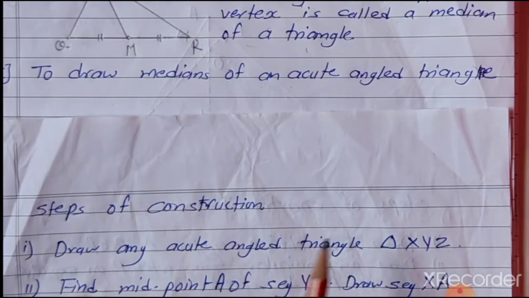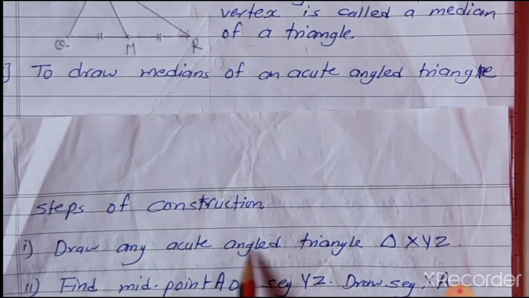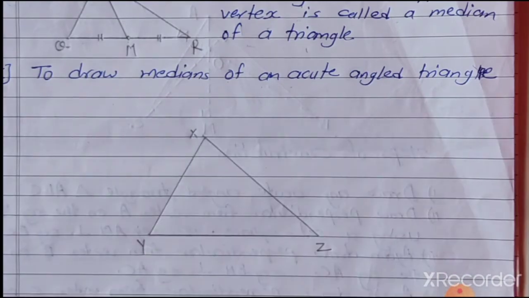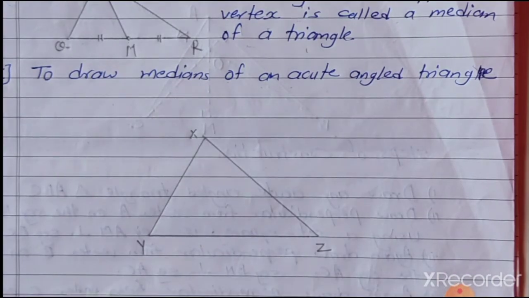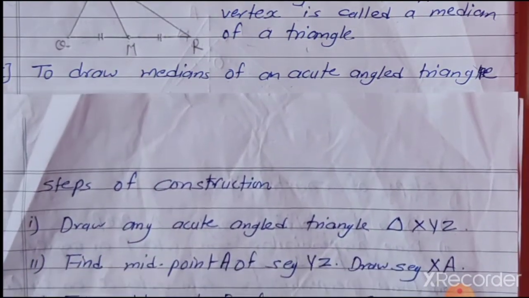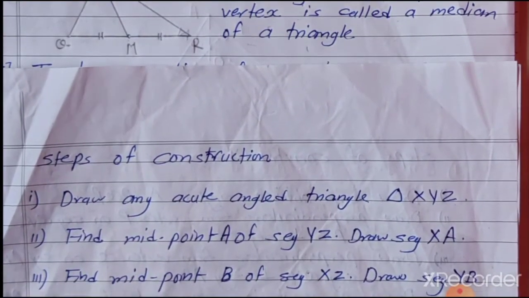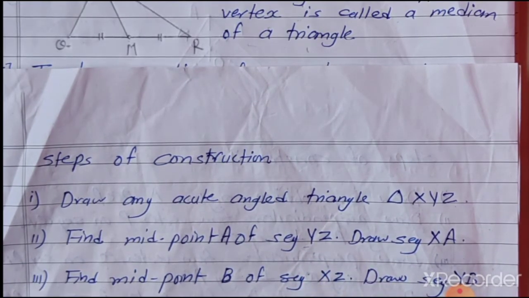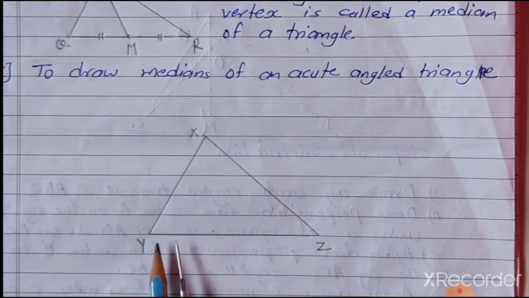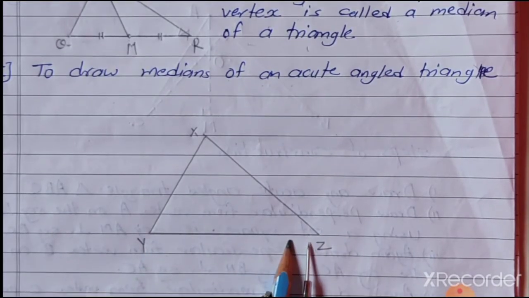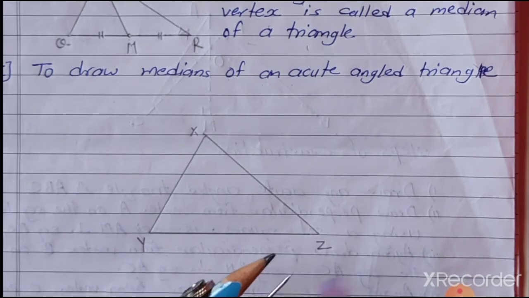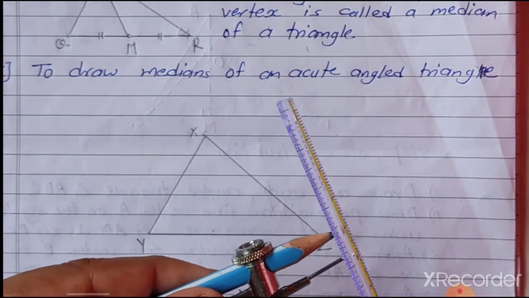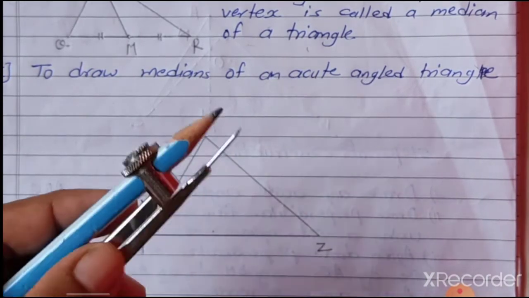In the steps of construction, our first step is to draw any acute triangle. Suppose here I take triangle XYZ. So this is our acute angle triangle. Our second step is to find the midpoint A of segment YZ. So let us find it. Our segment YZ is this one. Before drawing this perpendicular, always remember that these 2 points have to be at the same level. Okay, so let us draw it.